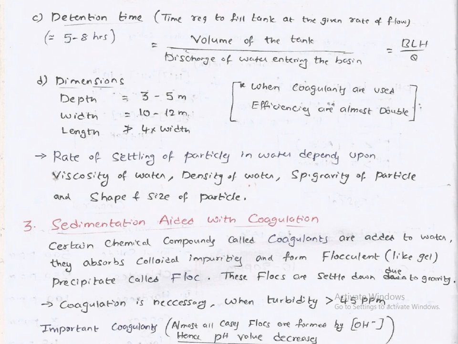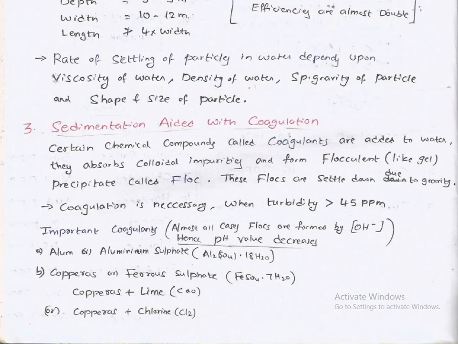Alum or aluminium sulfate, Al2(SO4)3.18H2O. Copperas or ferrous sulfate, FeSO4.7H2O. Copperas plus lime, calcium oxide. Copperas plus chlorine, Cl2.